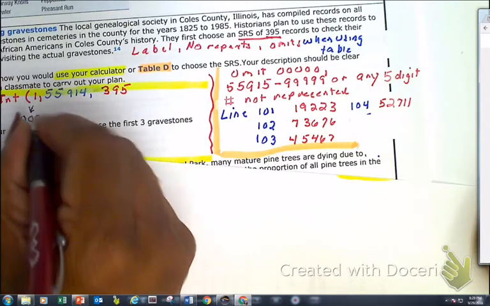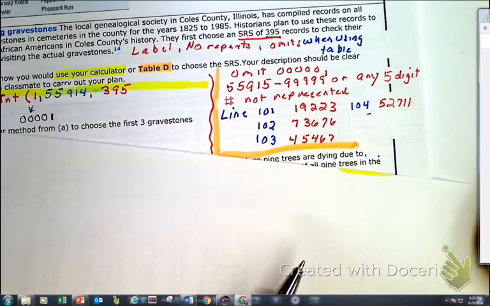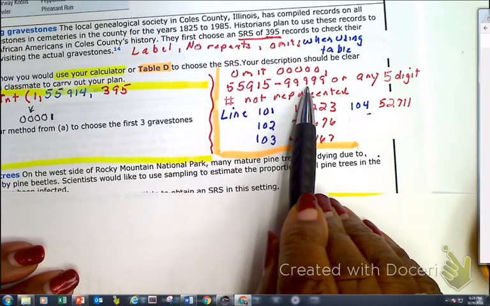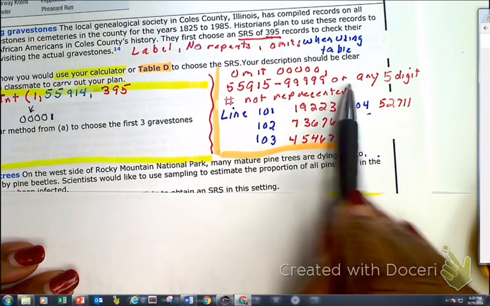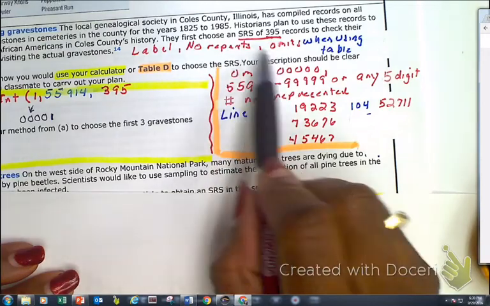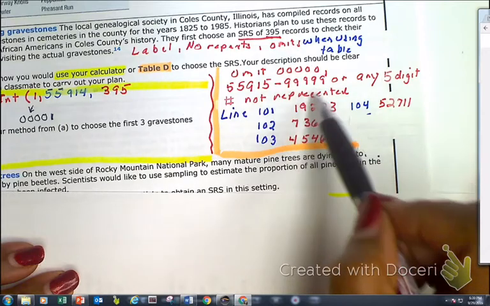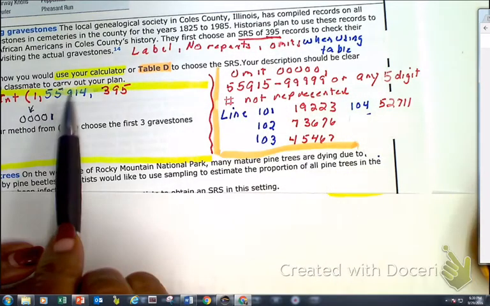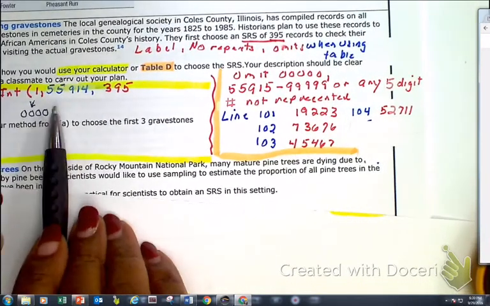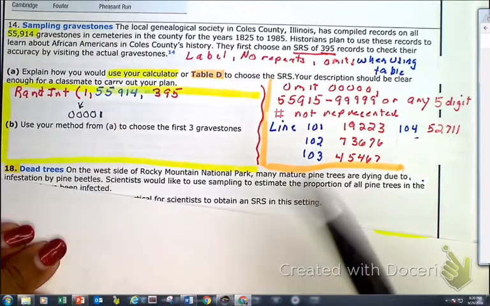But this is 1, 2, 3, 4. In the calculator, it's okay. But when you're using a table, it's not. So here are my omits. Here are my other omits. Or any 5-digit numbers that are not represented within that. There are no repeats, because why are we going to choose the same grave site twice? Omits only matter when using the table. I don't have to worry about omits when using the calculator, because I put in the values, so the calculator takes care of it. The calculator does that work for me.